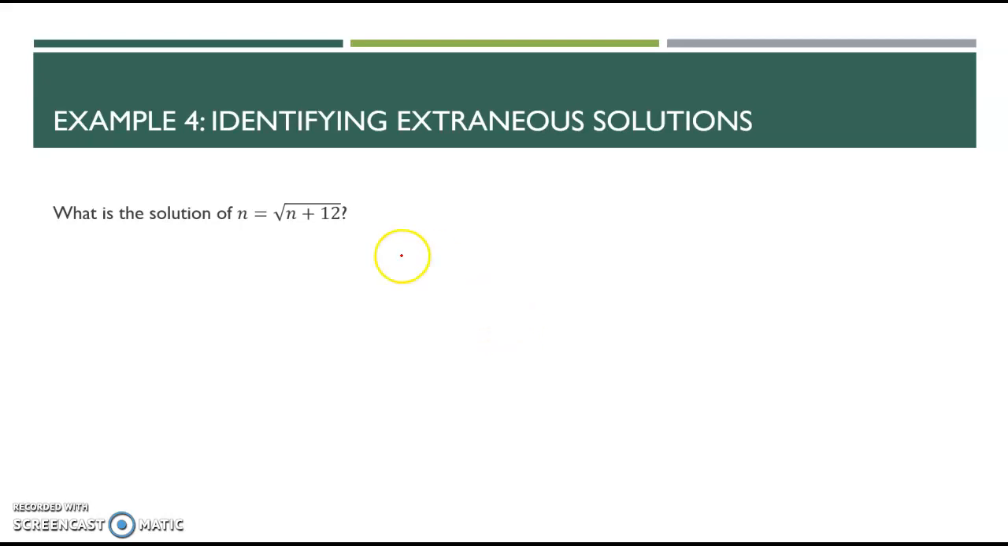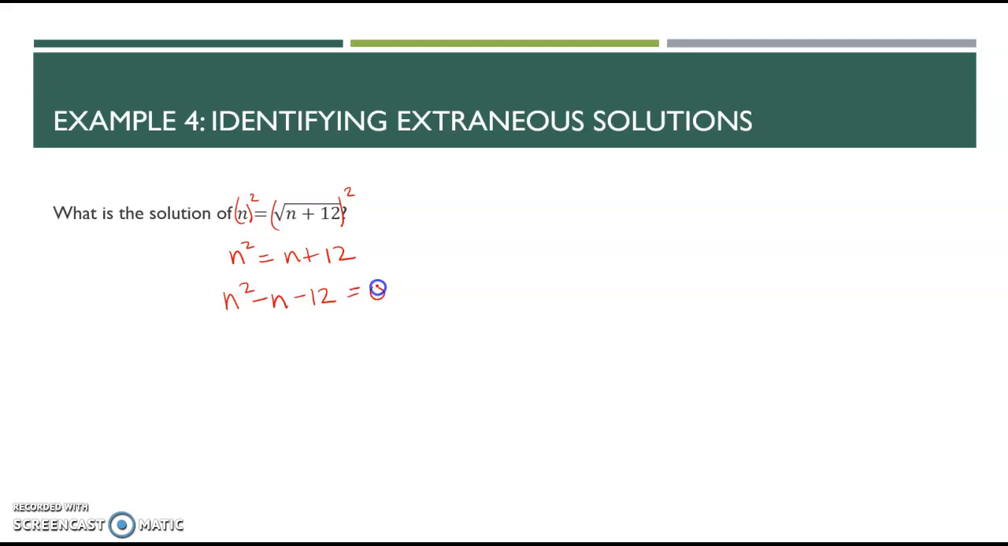extraneous means. So in solving this one, again, to get rid of my square root over here, I'm going to square, and I've got to square both sides. So now I have n squared equals n plus 12, right? Because the square roots undo each other. Now I'm going to move this n plus 12 to the other side by making them the opposite sign. So n squared minus n minus 12.